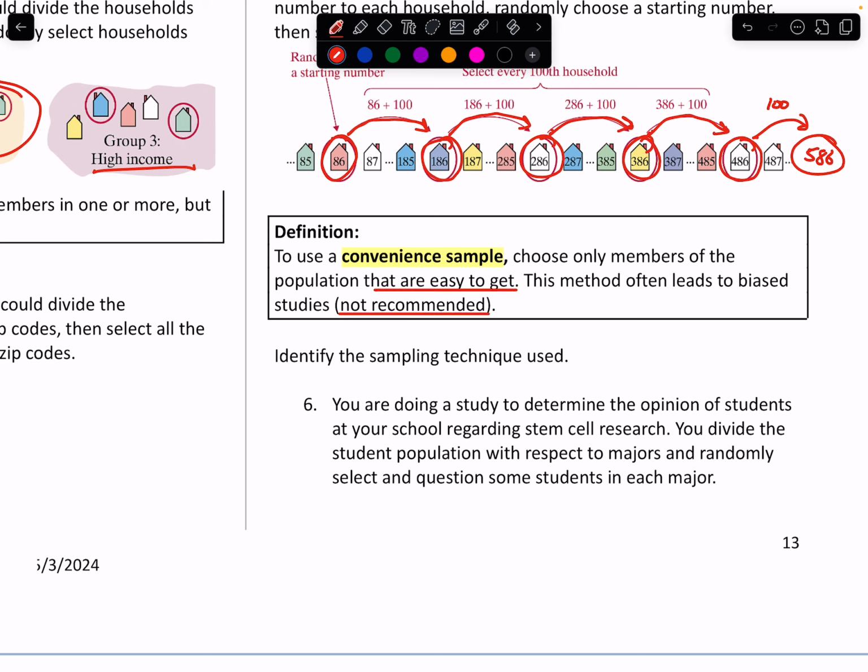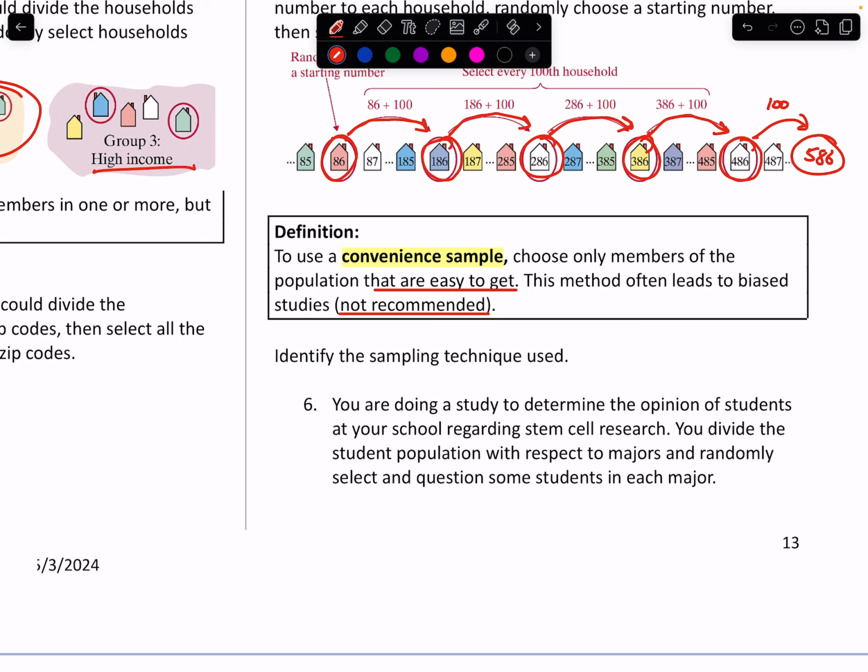We could technically do it, but it's not recommended. So again, convenience, right? A convenience store is just a store that's on the corner, really easy to get to. It just means that we can just pick the people that are closest to us. For example, if I wanted to do a study on the students at Sanger West, a convenience sample would be me just selecting my class, right? I don't have to go out anywhere else. I just pick the people in my class and we'll call it good.